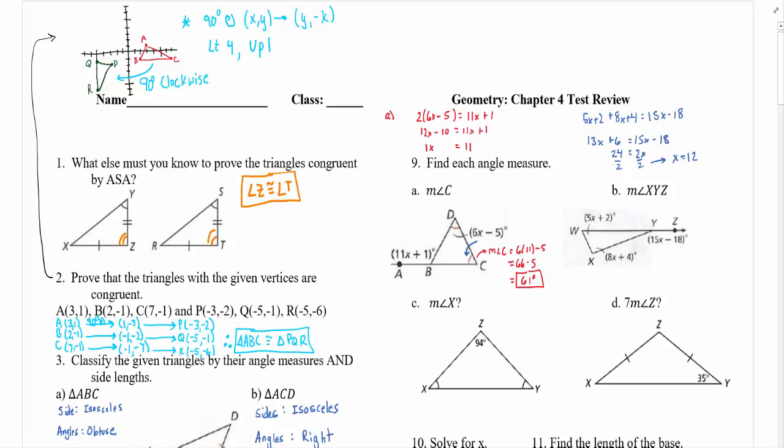Now this wants x, y, z. So x, y, z. So that is this exterior angle, because it's x, y, and that's your vertex, z. So it's this guy right here. So I'm going to go 15 times 12 minus 18. Well, let's see, 15 times 10 is 150, plus 30 is 180, minus 18. So 162. And notice I'm not using a calculator. You don't need one for this test, obviously.